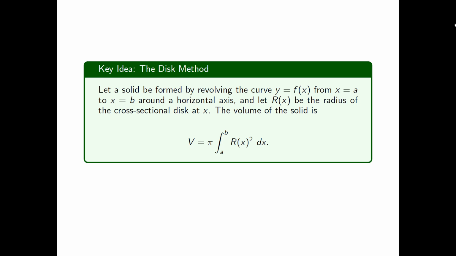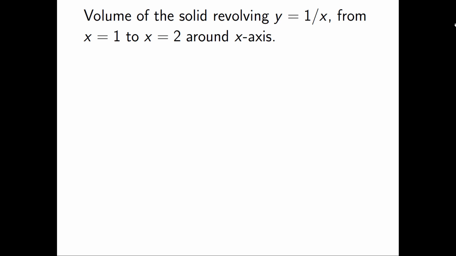Okay, so in the abstract this looks a little difficult, but we should try an example and see how we do. So for example, let's take the function y equals 1 over x, and we're going to rotate that around the x-axis from x equals 1 to x equals 2 and find the volume of that. Now in all these cases I recommend, if at all possible, you draw a diagram. Even if it's just a two-dimensional diagram, it'll help you see what's going on.